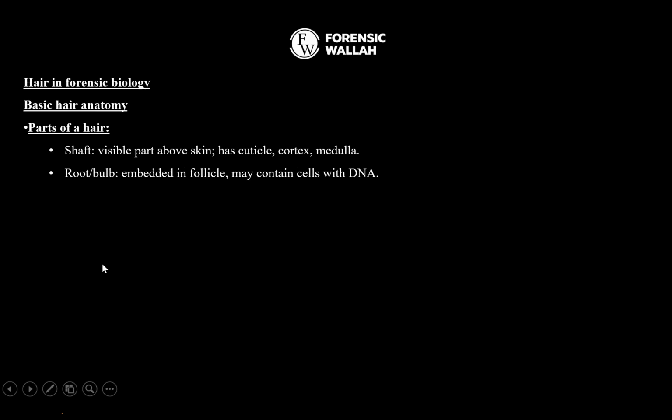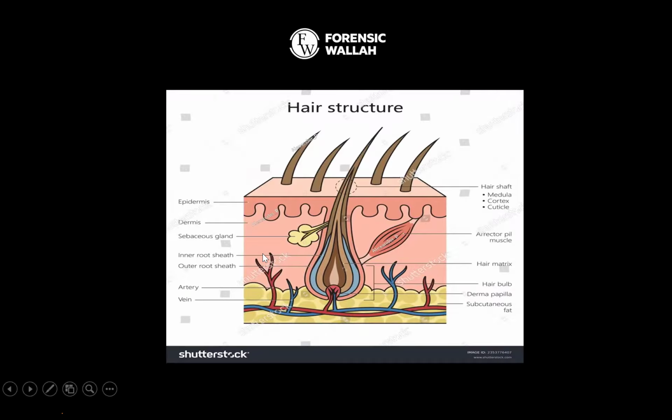Now comes hair. This is another important biological evidence that you can encounter in a crime scene. There are important parts of hair which you can see in this diagram. This is your hair follicle, and the study of hair is called trichology. This is your hair bulb, and this is your hair shaft. The bulb is a bulb-like structure.